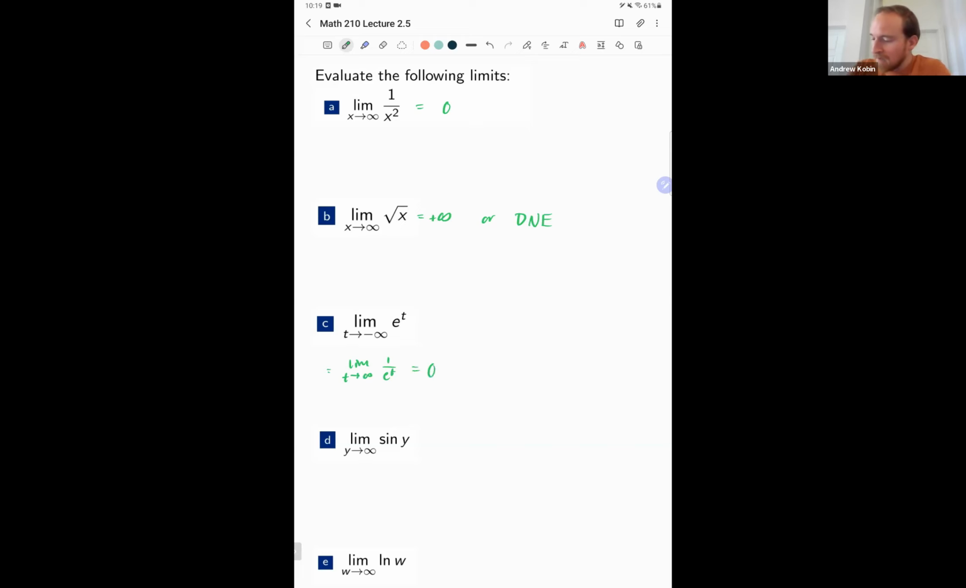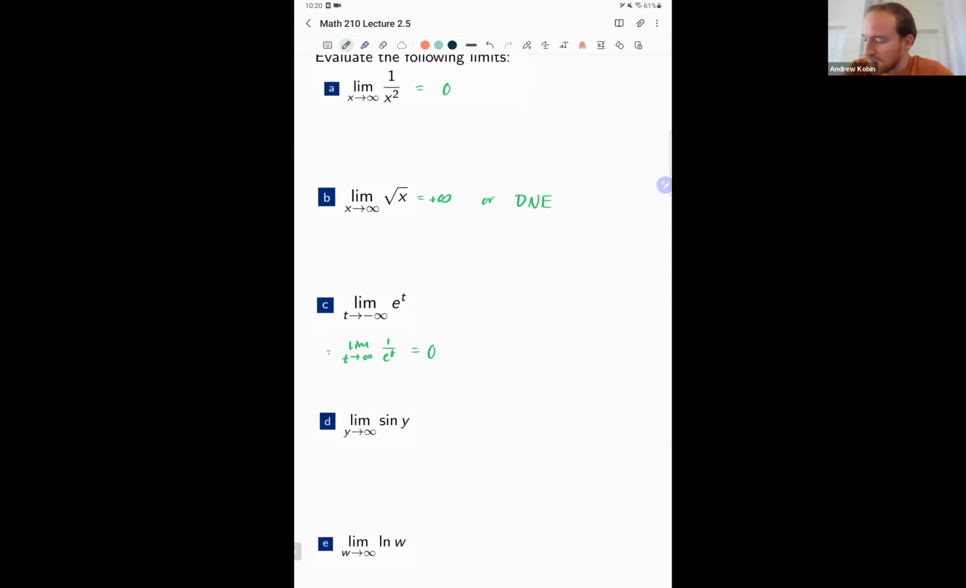And the reason is that for any small decimal number, a small positive decimal close to 0 that we choose, we can always find a t large enough so that 1 over e to the t, that fraction, is smaller than that target decimal that we chose. And again, this gives meaning to this limit going to 0, or the limit equaling 0.